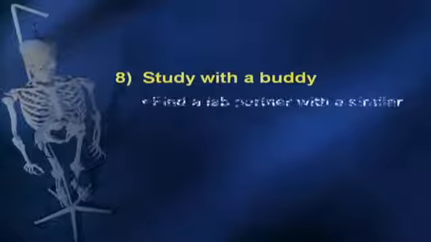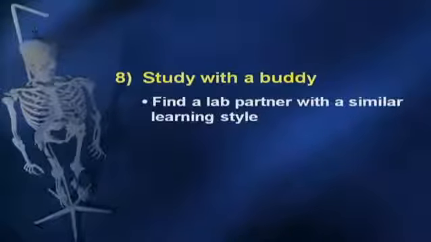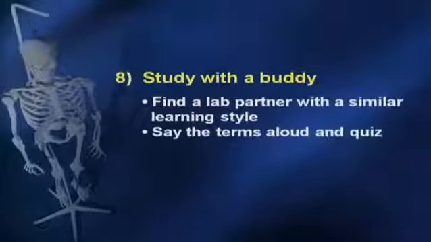Number 8 says study with a buddy, and for this one, you want to probably find a lab partner with a similar learning style as you. If you're a very visual learner, for example, and one of your study partners in the lab is also a very visual learner, you might want to pair up and study together outside of class. It'll also help keep you very motivated in going through all the things you need to learn for the skeletal system. What you want to do is you want to say the terms aloud and quiz each other. Again, active learning, being engaged in the learning process. That's very important.